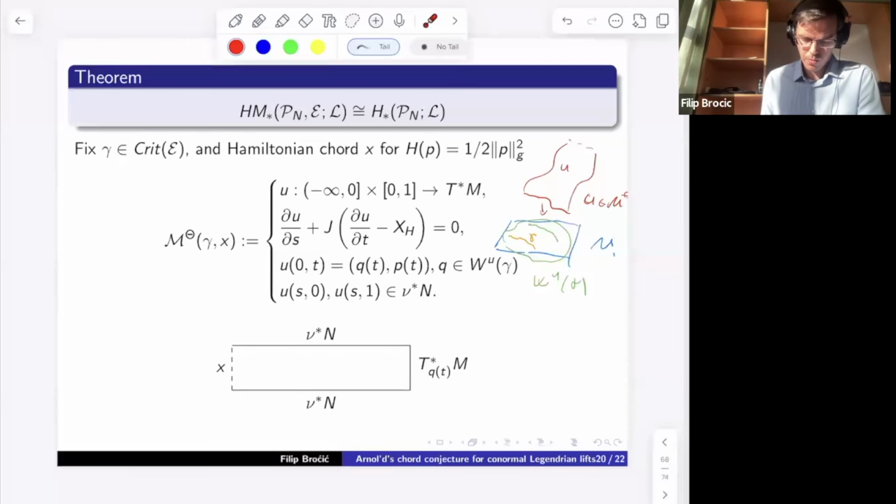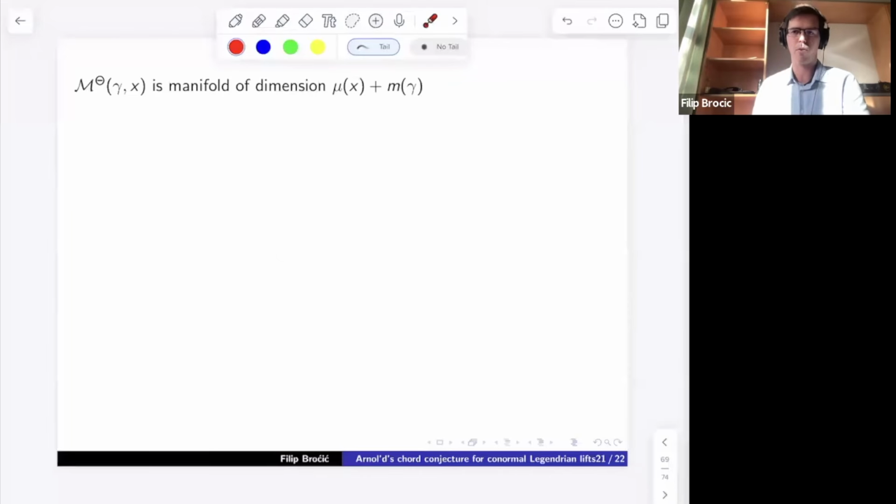So if this was a fixed curve, this would have dimension given by the Maslov index of x, but since we are also allowing parametrization by the unstable manifold, the dimension of this manifold will be the sum of the Maslov index of x and the Morse index of gamma.